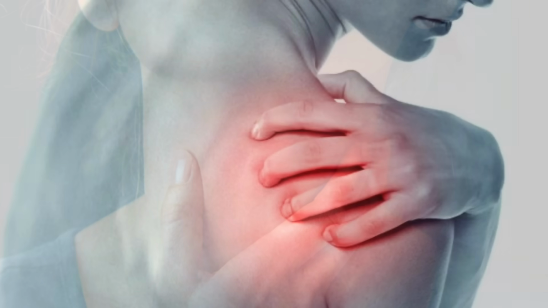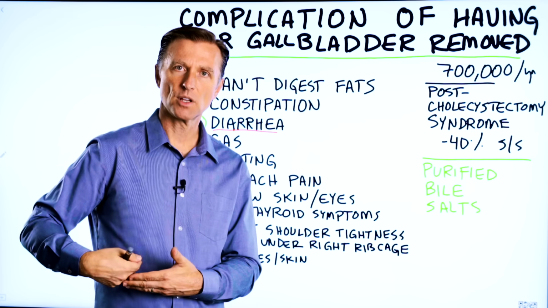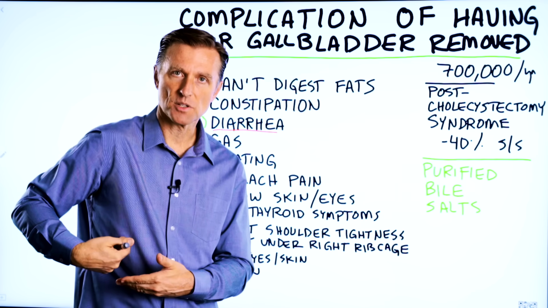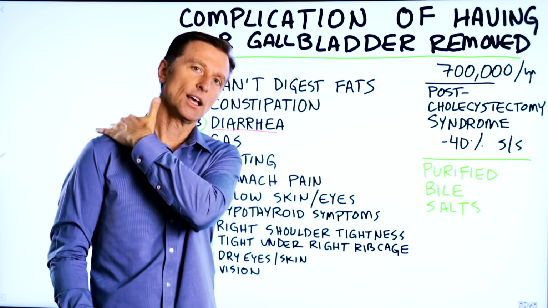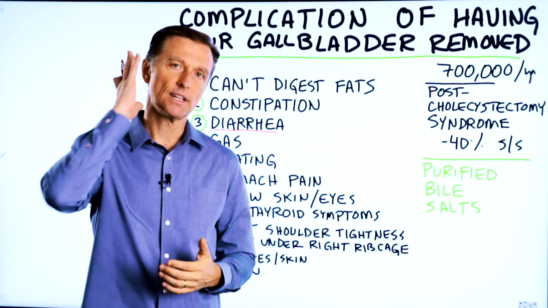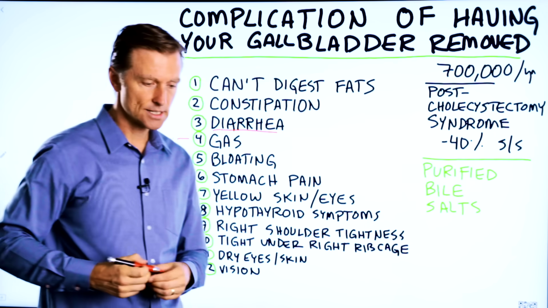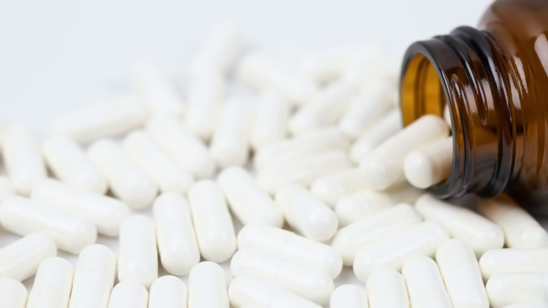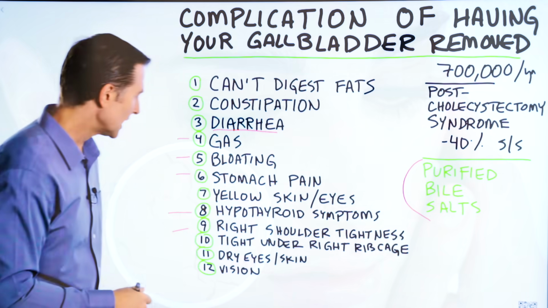Number 9, your right shoulder is very, very tight. If there's congestion or some type of blockage of the ducts from your liver, so you can't release the bile, it backs up and causes pressure, irritation, and it can create referral pain in your right shoulder up to your neck, even headaches on this side. It can also leave you with a tightness underneath your right rib cage. The solution is to take some purified bile salts because it will help remove the obstruction and open the flow so you have less pressure in that area.